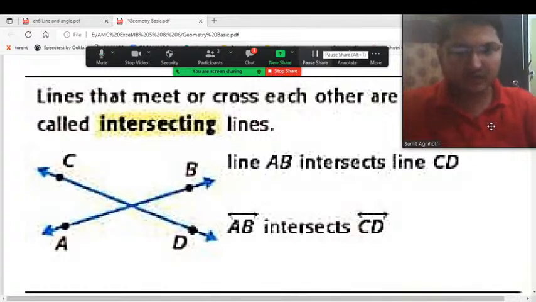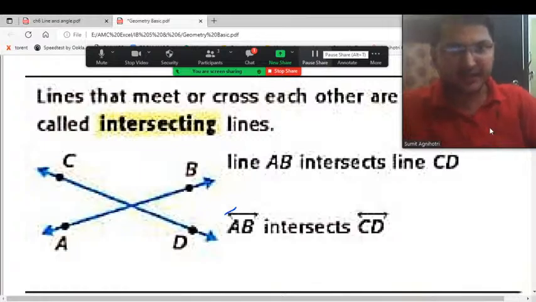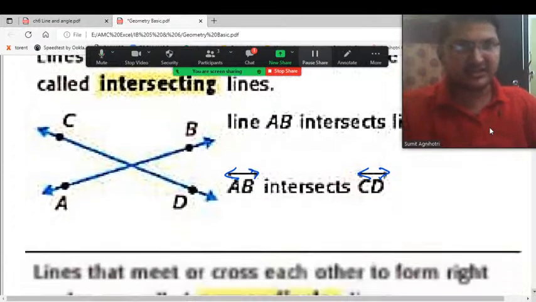Got it? Here, if you properly observe, I have a line AB, and here line AB intersects line CD. You can just observe here on the screen.